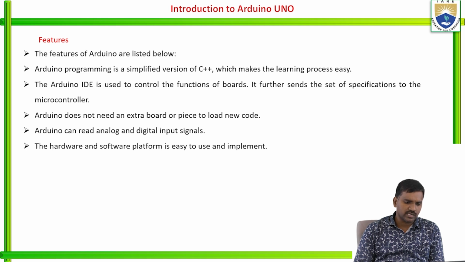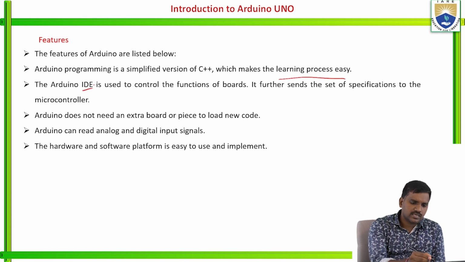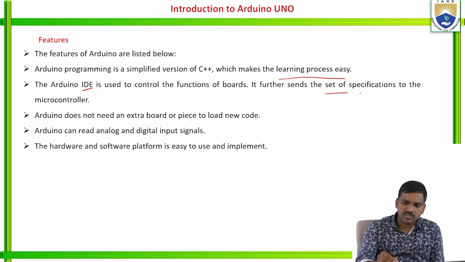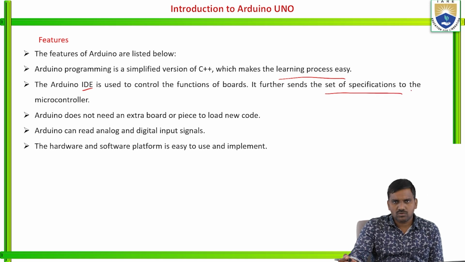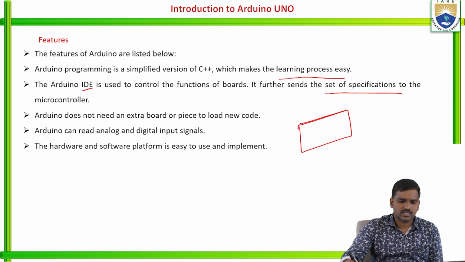The features of Arduino Uno. Arduino programming is done by using the IDE, Integrated Development Environment. Arduino programming is a simplified version of C++, just an extension, which makes the learning process very easy. The Arduino IDE is used to control the functions of the board. It sends a set of specifications to the microcontroller, so the microcontroller controls all the functions on the board. Arduino does not need any extra board to load new code. It is a credit card size board and doesn't need any external devices.